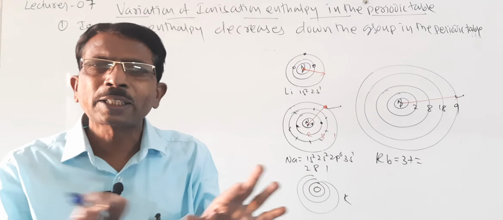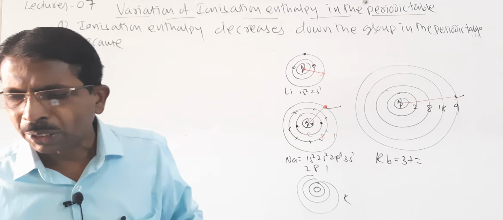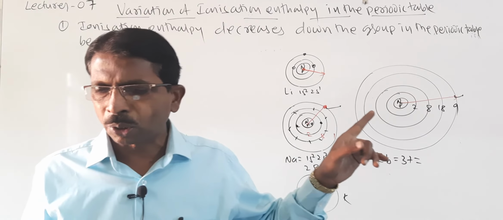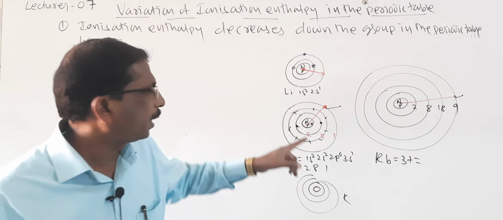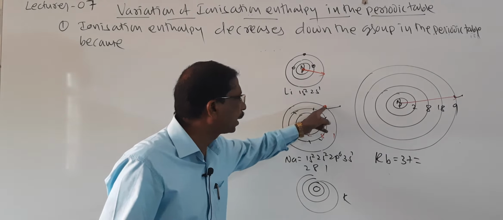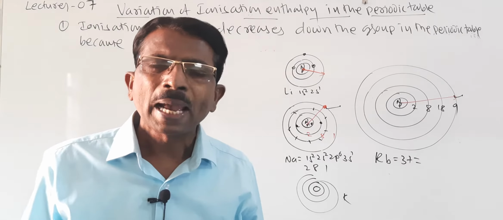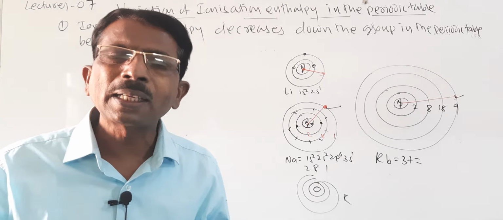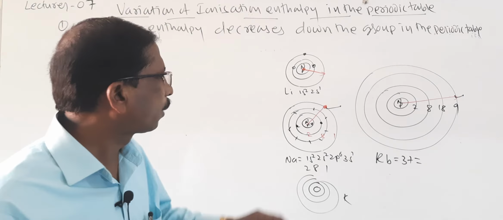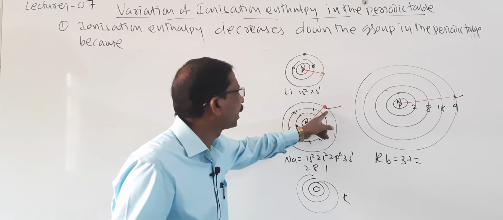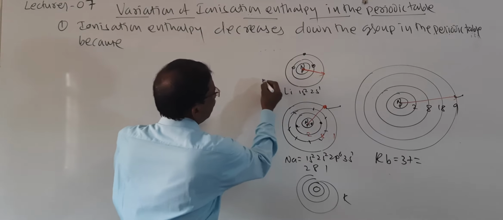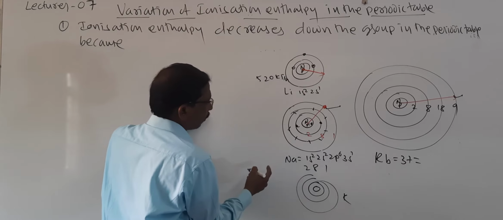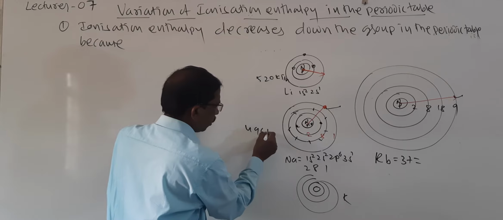It has less attraction to the nucleus. So the shielding effect by the inner electrons increases and the attraction between the nucleus and the electron becomes less, and therefore this electron can be easily removed. It has less ionization energy, so it requires a lesser amount of energy. So therefore, look here, lithium requires 520 kilojoules per mole and then sodium requires 496 kilojoules per mole.